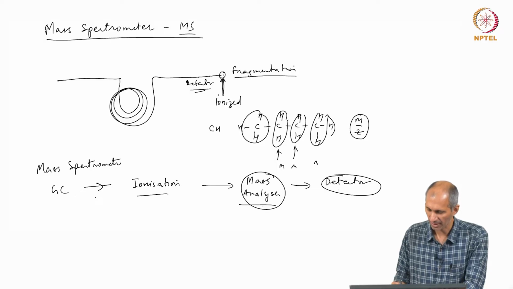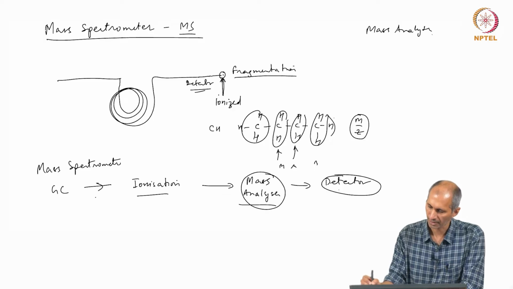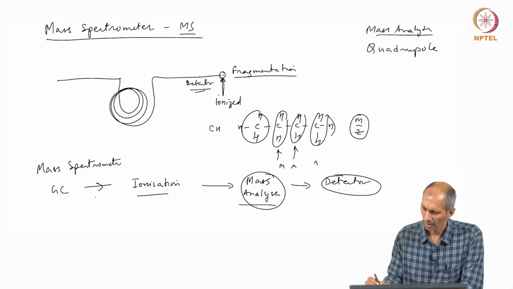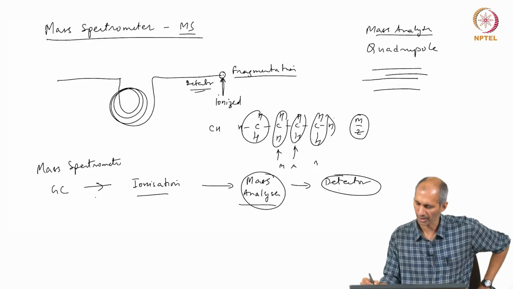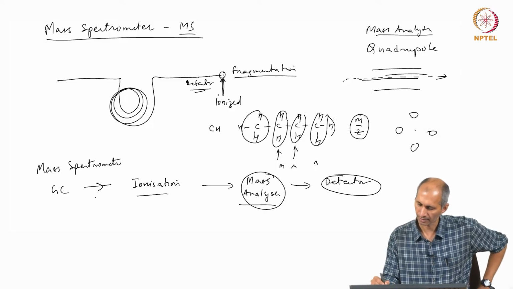So, this mass analyzer, different types of mass analyzers exist, but one of the common mass analyzers is called a quadrupole. Very simply, it is a channel which has about 4 magnets. If you look at it from the end, there are about 4 magnets, and there is a path. This is the pathway of the analytes that are going here.